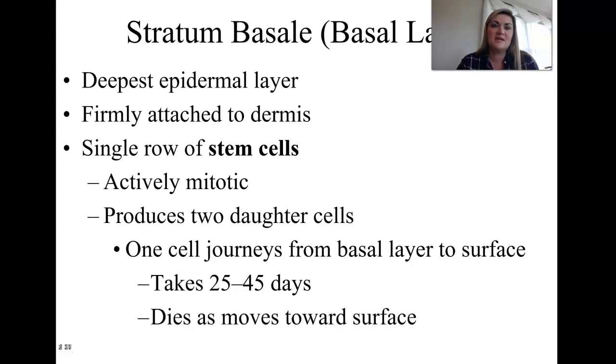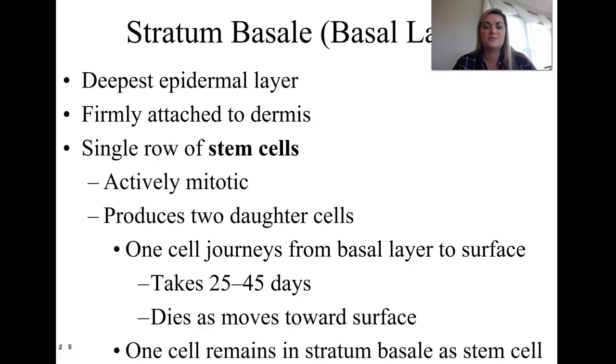Now, it's going to take 25 to 45 days to go from the bottom layer all the way to the top. And as it goes to the top, it's going to die as it moves to that surface, kind of like what we saw in that picture. It's not going to have a nucleus, and it's going to start to fill up with those different keratin fibers and become tough and waterproof. And so with those, as it moves towards the surface, it gets further and further away, like we said, from its oxygen supply and from its nutrient supply. And so therefore it will die out. And then, like we said, one of the cells is going to remain in the stratum basale, known as the stem cell that's going to be there.